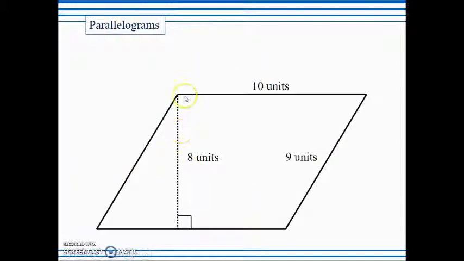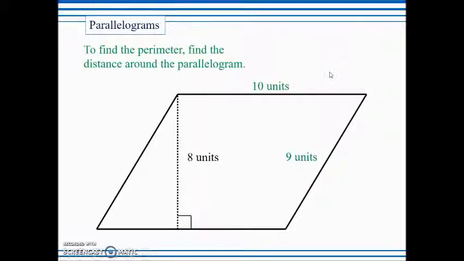Okay, here's a parallelogram. In this parallelogram, we have a length of 10 units, a slant of 9 units, and a height of 8 units. Notice that the height of 8 units is the perpendicular. That's why it's called the height. So if I was going to look for the perimeter, I would need to add the 10 plus the 9 plus the 10 plus the 9 to get a total of 38 units.